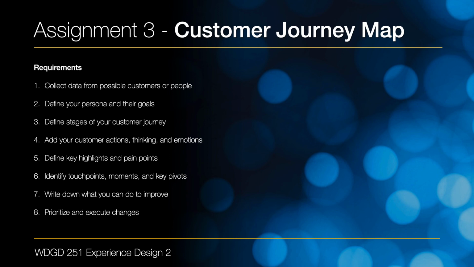So the requirements for this are: collect data from possible customers or people as much as possible during COVID. Define your persona and their goals. Define stages of your customer journey. Add your customer actions, thinking, and emotions. Define key highlights and pain points. Identify touch points, moments, and key pivots. Pivots are when you have to react quickly and change the way you're thinking. So a key pivot might be a way of preventing you from losing a customer from a bad interaction. Write down what you can do to improve, prioritize, and execute changes.